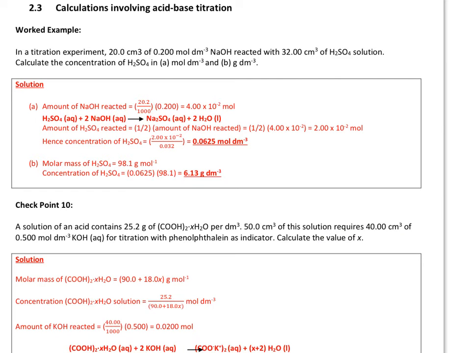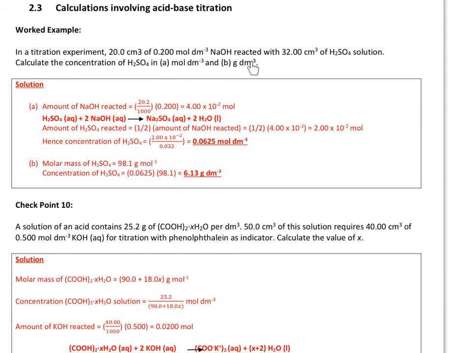Alright, let's take a look together at one question. We have a titration experiment. 20 cubic cm of 0.2 mole per dm cube NaOH reacted with 32 cubic cm of sulfuric acid solution. Calculate the concentration of H2SO4 in mole per dm cube and in gram per dm cube.